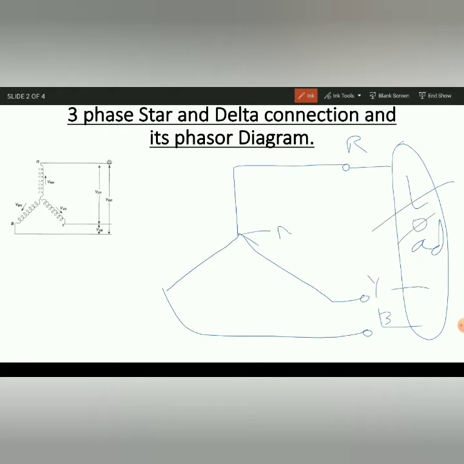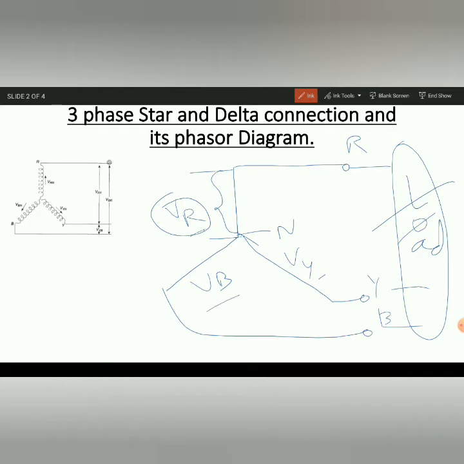So here this is the neutral. Now in every phase the voltage will be induced, EMF will be induced. Since it is induced in this particular phase, this will be the phase voltage, and here this will be Vy and this will be Vb. In every winding, every phase the EMF is induced. So that is phase voltage.